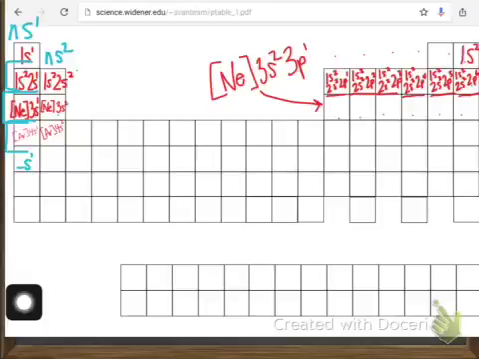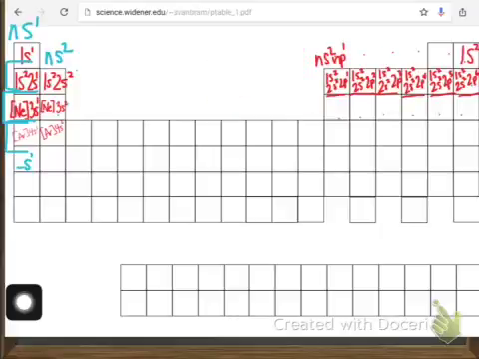Could you predict, so this is always going to end with NS2, NP1. Guess what the next ones end with? NS2, NP2. You people are astoundingly clever. We just keep adding one electron every time we move over.